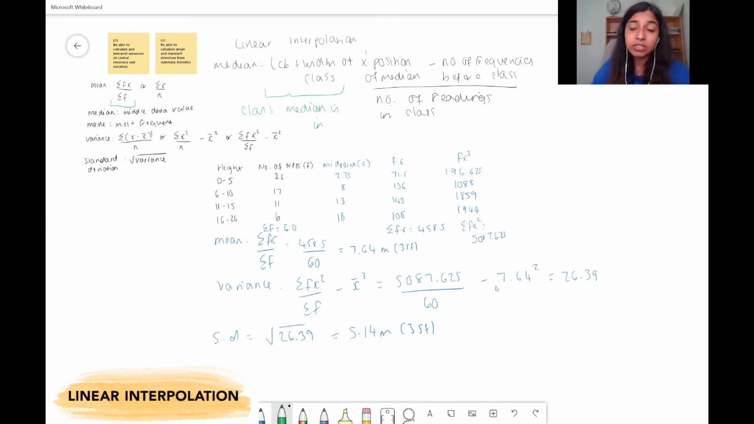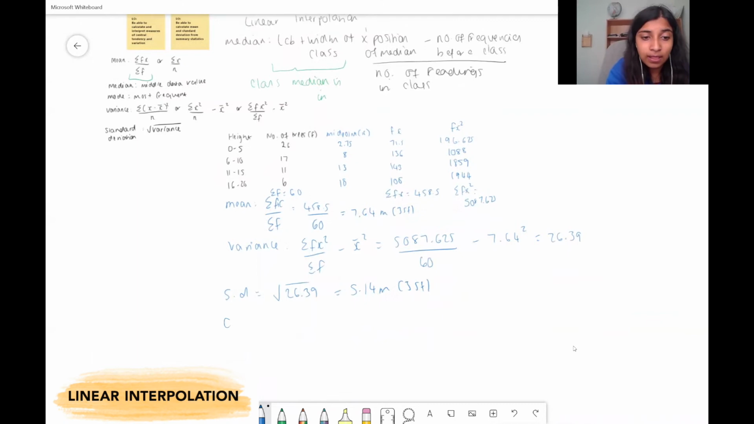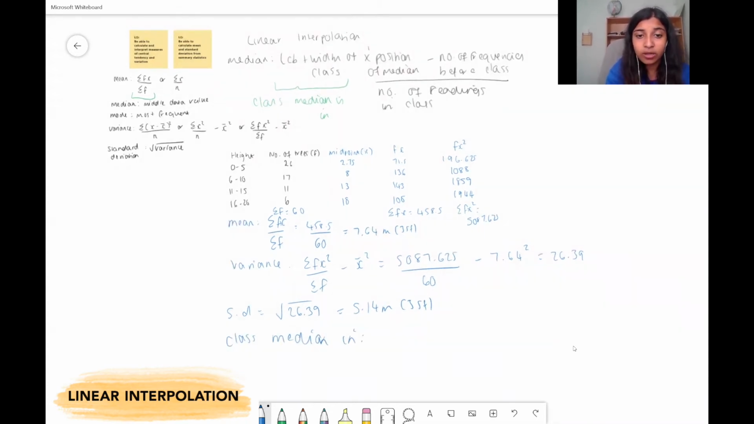So if we go back to our example here and we want to find your median, the first thing you want to do is find out the class that your median lies in. To find the class the median is in, you would just do n, which is your number of readings, divided by 2. The number of readings we have is 60, divided by 2. So that's just 30.